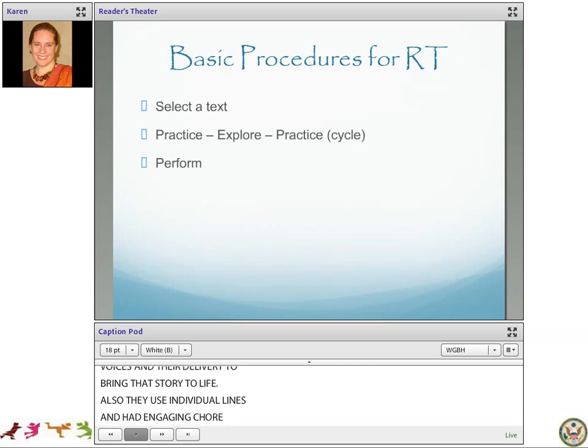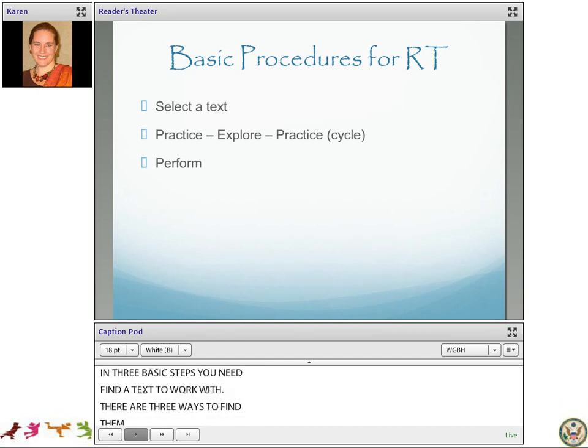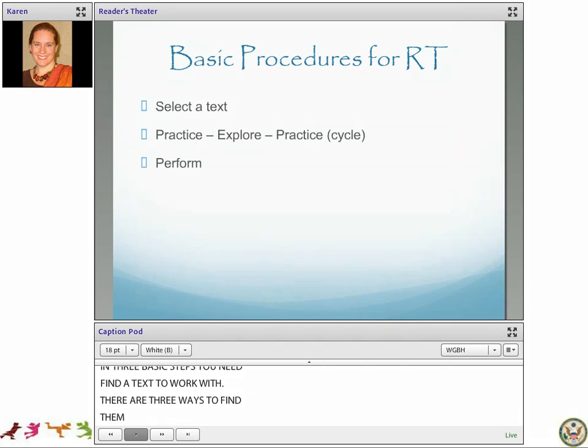Well, let's talk a little bit about the basic procedures of Readers Theater. In 3 very basic steps, you do need to find a text to work with, and I'll talk about a couple of different ways you can find those texts. Basically, you can either find a text that already exists that is simply prose, and then adapt it to Readers Theater, or you can find an existing Readers Theater script. If this is going to be your first time using it, you may want to go with the second option of working with an existing script, and then as you feel more confident, you can work into other texts.